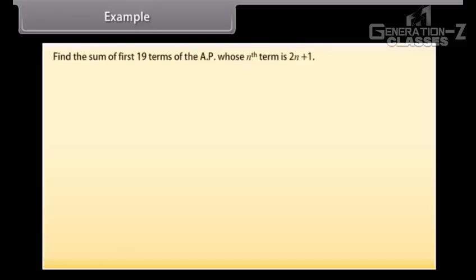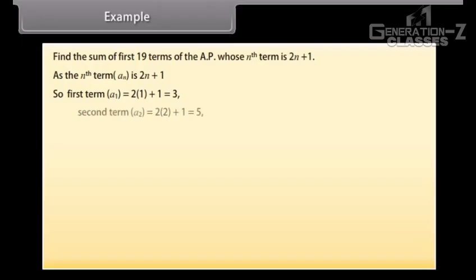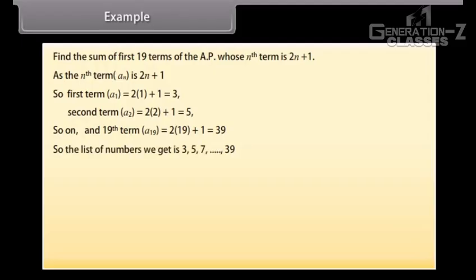Find the sum of first 19 terms of the AP whose nth term is 2n plus 1. As the nth term an is 2n plus 1, so first term a1 is equal to 2 into 1 plus 1 is equal to 3. Second term a2 is equal to 2 into 2 plus 1 is 5, and so on. And 19th term is equal to 2 into 19 plus 1 is equal to 39. So the list of numbers we get is 3, 5, 7, and so on, 39.